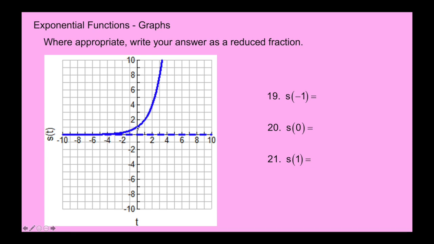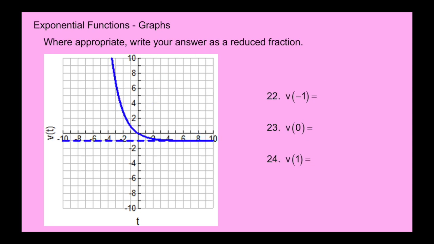At 0, it appears to be at 1, and at 1, it looks like we're at +2. So those will be the answers for that graph. Next, with this one, if I'm looking at -1, I go up here, I'm at +1. At 0, it's intersecting at 0, so my answer is 0 there. And then at 1, it looks like we're down here, and I'm going to approximate that to be -1/2.